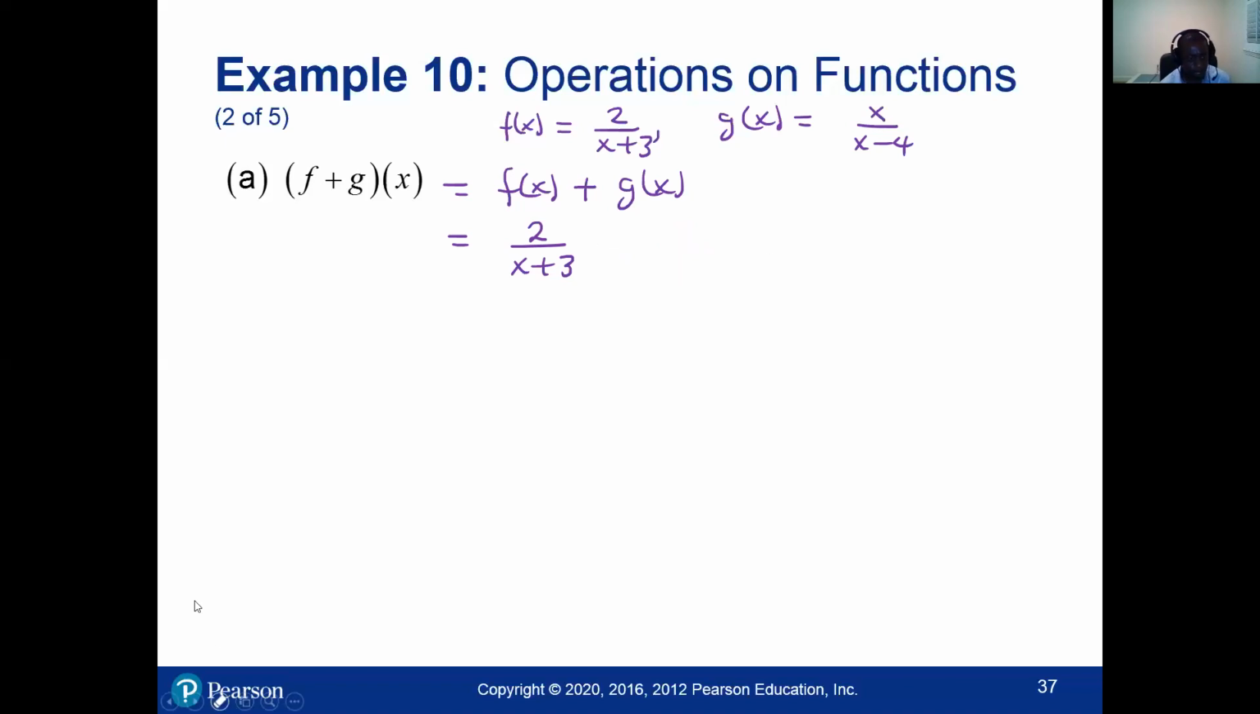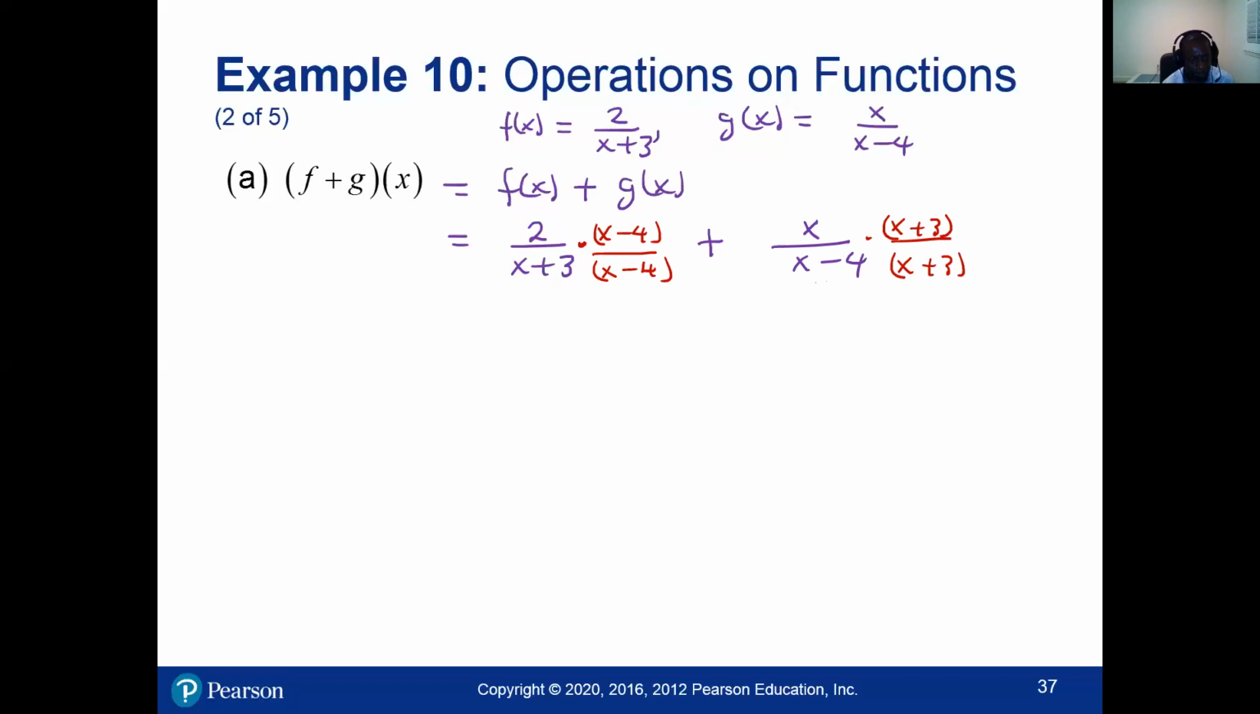So I'll have a good space there. So plus, and then what? X over x minus 4. All right, so I'll change my color of my pen. Now to have a common denominator, we're going to multiply this by what? The denominator here, which is what? X minus 4 divided by x minus 4. Okay, and then this one we multiply by x plus 3 and then x plus 3.